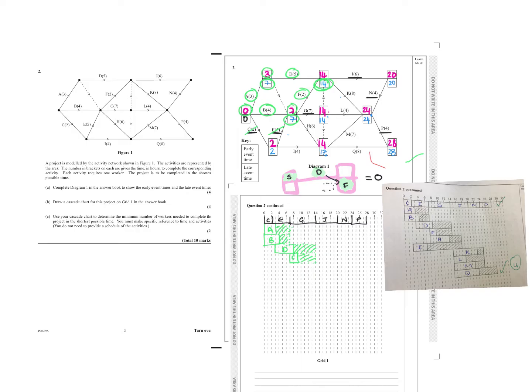Now, this is the part that I want to spend a bit more time on. It's 2 marks, and for 2 marks, sometimes it takes a bit longer than 2 minutes of brain power to do. Some people started to try and schedule this because they thought this could be the easiest way, which is true, but then scheduling is difficult all on its own. It says, use your cascade chart to determine the minimum number of workers needed to complete the project.